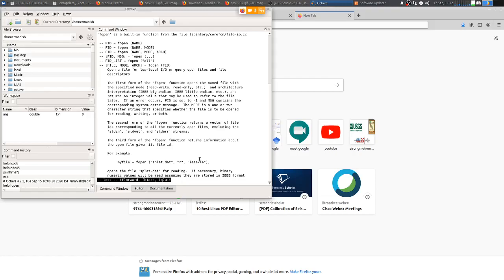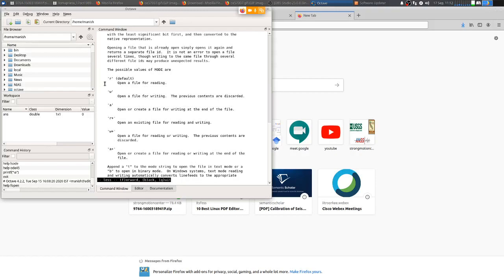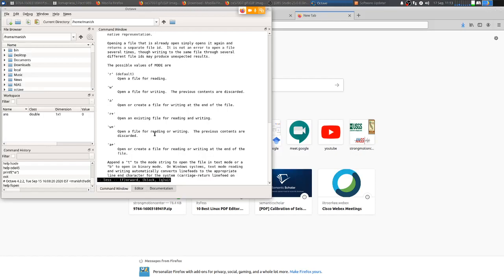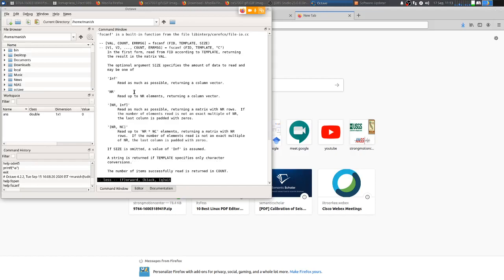There is also an optional item, so these are the options. Default is read. If you want to open a file for writing, which you will need to do to save the results for plotting, you need to open a file for writing and so on, right? And similarly, fscanf is for reading that.